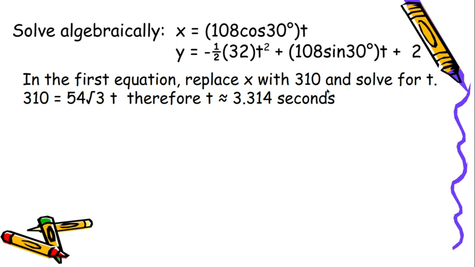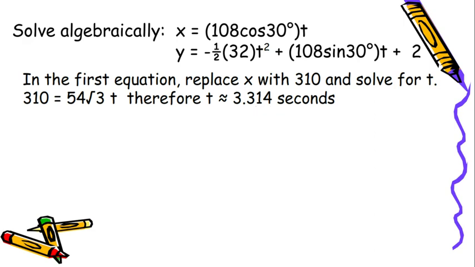So if we take that top equation, we replace x with 310. 108 times cosine of 30. Now, this is special because we actually know the exact value. You could use the calculator to get a decimal value here, but since cosine of 30 is square root of 3 over 2, square root of 3 over 2 times 108 would give us 54 root 3 t, and then we would just divide it over to solve for t. So we get t is approximately 3.314 seconds. And again, you could keep all the decimal places on your calculator to keep it more accurate as well.